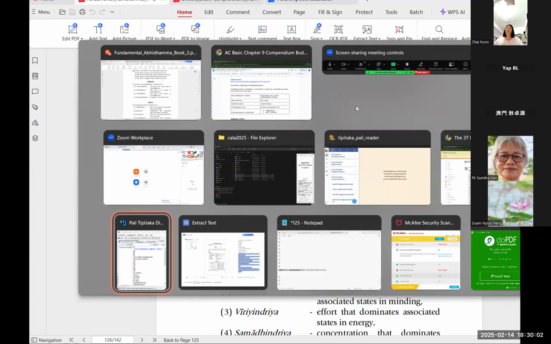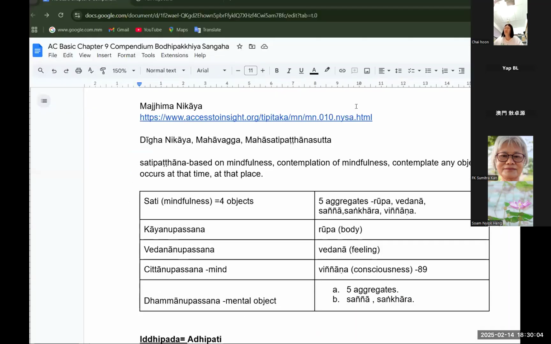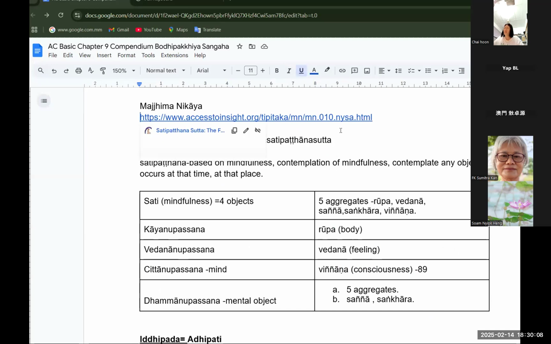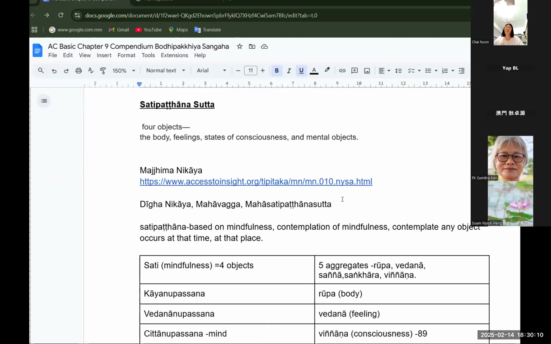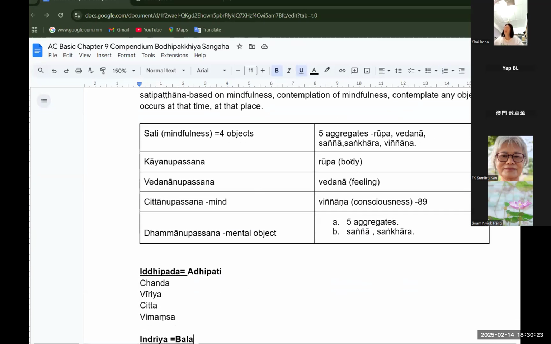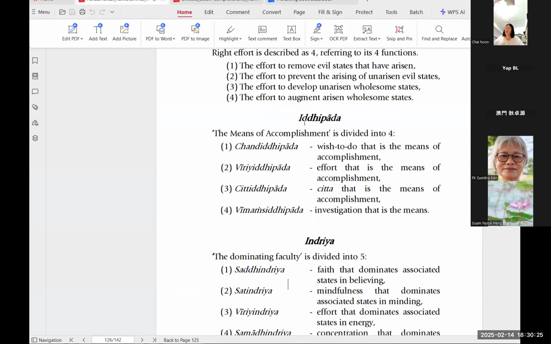But you can actually read it yourself. I will put the link there so you can read all this where you have the reference. Later I will share all this with you. I think most people are very familiar with these suttas. Next, the second group is Iddhipada.